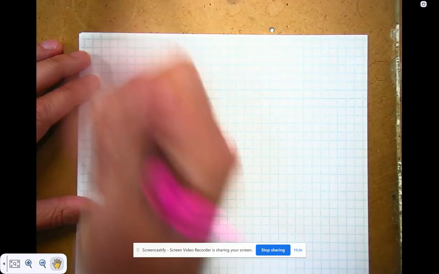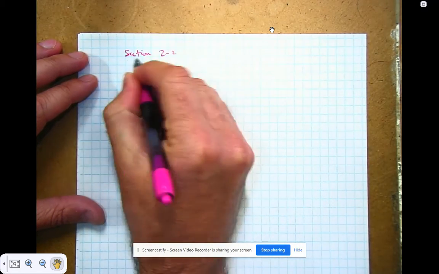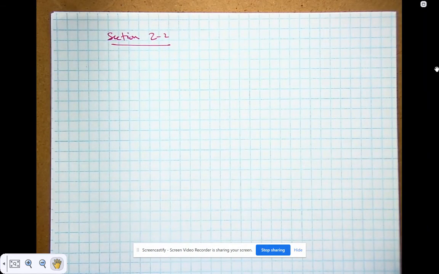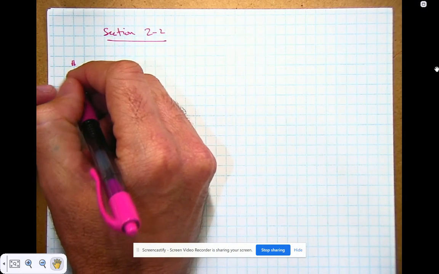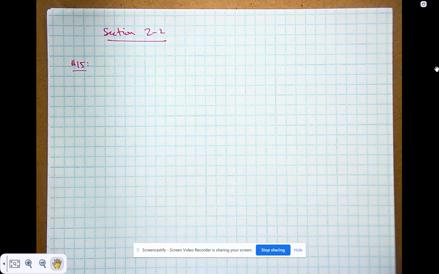Okay, so let's talk about section 2.2. I'm just going to do a couple problems so that you have at least some help from me today. I know I'm not there, but you can be helping each other. Hopefully, let's look at question number 15.